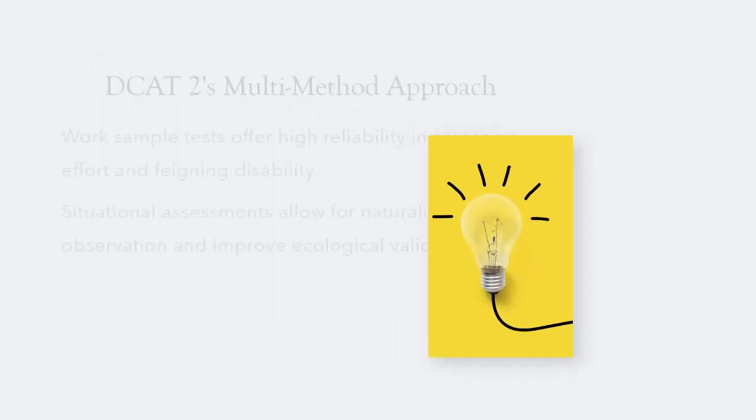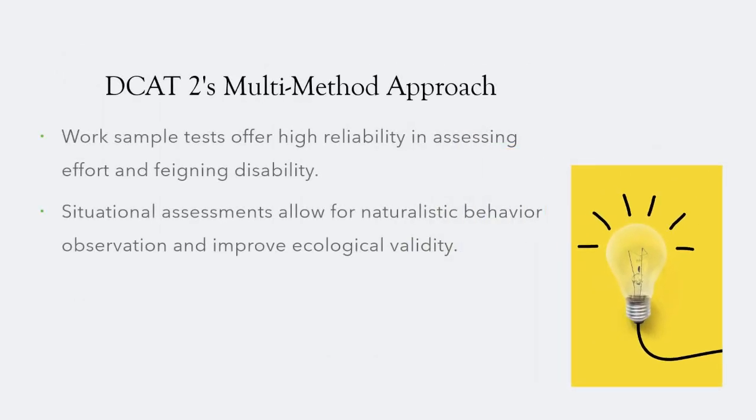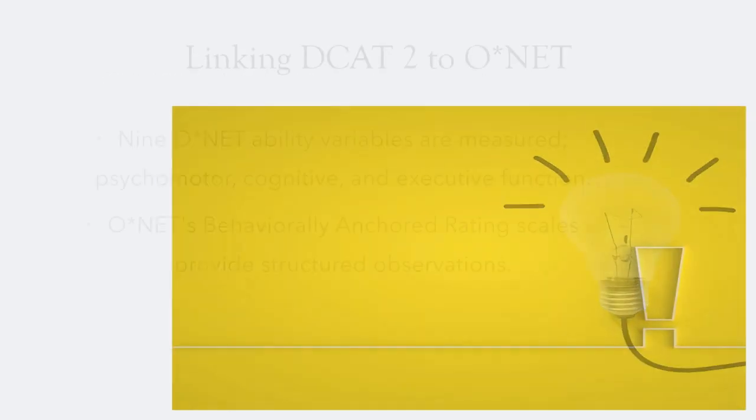brought to light. There are 15 related versions of DCAT-2 evaluations that support a multi-method approach to cross-validation of the test results. DCAT-2 work sample tests and situational assessments can both be used with the same evaluee, taking advantage of each approach's strengths. The situational assessments are especially powerful methods to observe naturalistic behavior in simulated work activities so that your clinic's ecological validity is greatly improved.